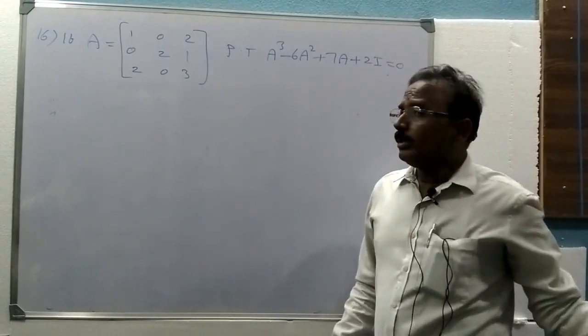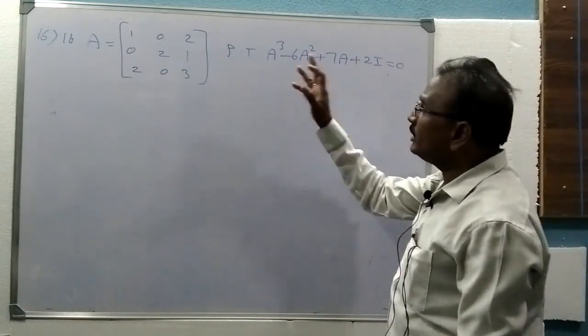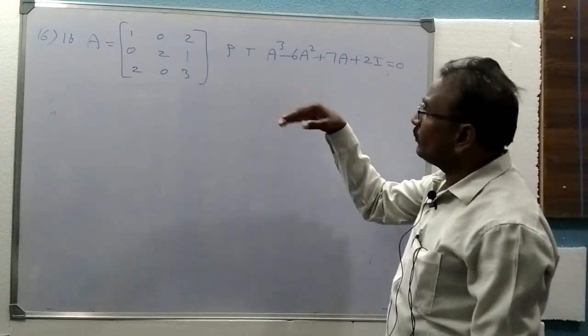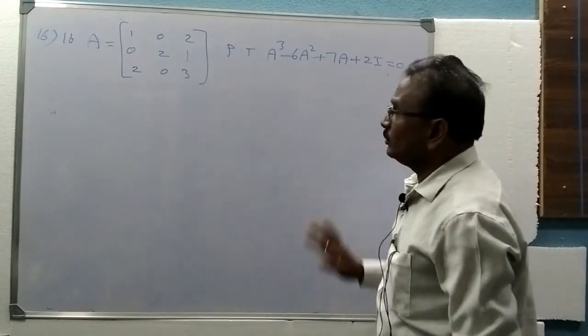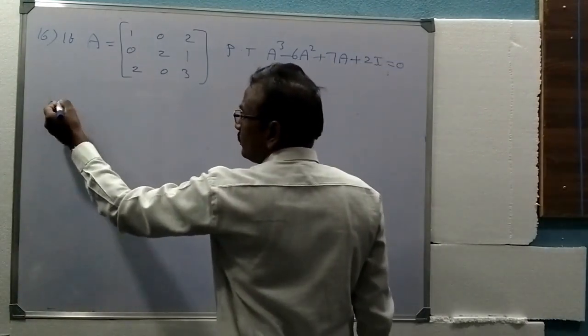So here I is already given. I is the identity matrix of order 3, A is matrix A. So A square we have to find, A cube also. So first find A square. Here A square is A into A.